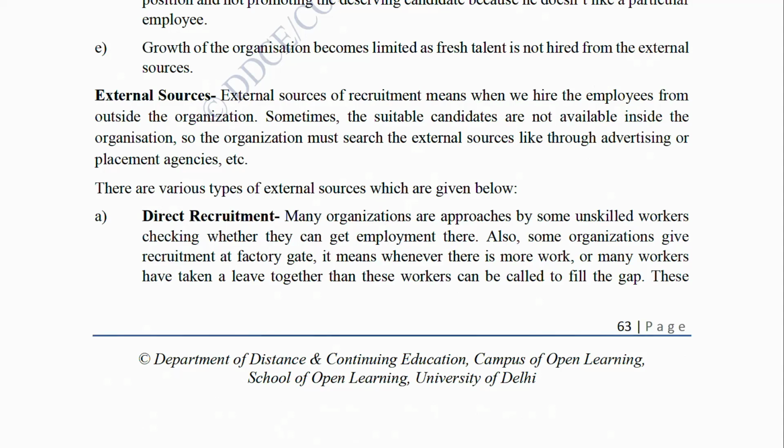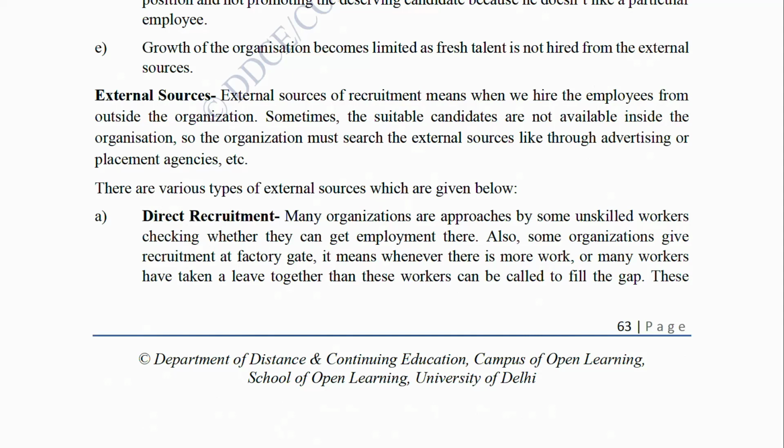External sources. External sources of recruitment means when we hire the employees from outside the organization. Sometimes the suitable candidates are not available inside the organization. So the organization must search the external sources, like through advertising or placement agencies, etc. There are various types of external sources which are given below.